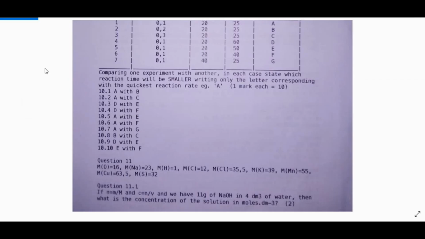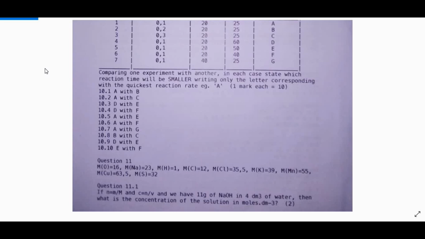Question 11. At the top there, they've given us the molar masses of the substances. In question 11.1, they say n is equal to m over big M, which is the number of moles equal to mass divided by molar mass, and the concentration is equal to the amount of moles divided by the volume. We have 11 grams of NaOH, which is sodium hydroxide, in 4 decimeters cubed of water. What is the concentration of the solution in moles per decimeter cubed?